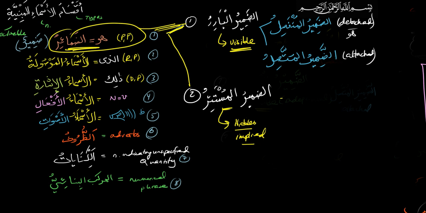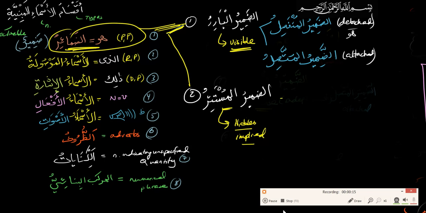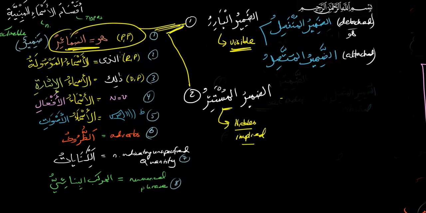Okay, so far we understand that there are 8 categories of nouns that are mabni. This is the mother list of 8 categories of nouns that are mabni. Last time we talked about damair, which are the personal pronouns.